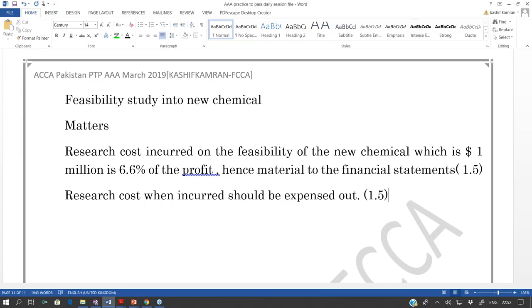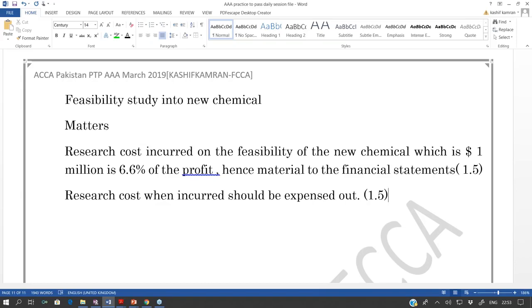Yes, I'm completing the answer, right? You will stop in the exam paper when you complete your 8 marks, right? And I'm trying to show you how many marks you had. And from that, you need to score 8. So there was a potential here, right? So research cost when incurred should be expensed out. That's a definite 1.5 marks. I cannot stretch beyond that.